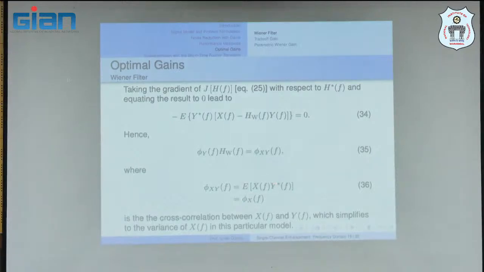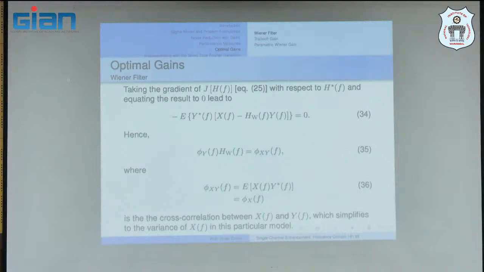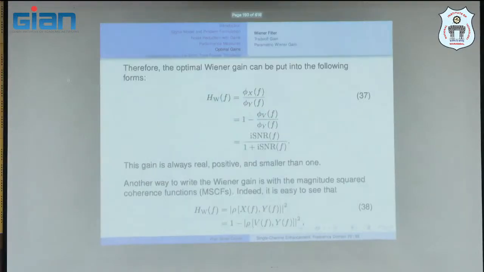Why? Because Y equals X plus V, and V is independent of X, so they don't correlate, and the numerator becomes the variance of X. The denominator is phi_Y, the variance of Y, which is the summation. So we get the same solution. So we get the Wiener filter.